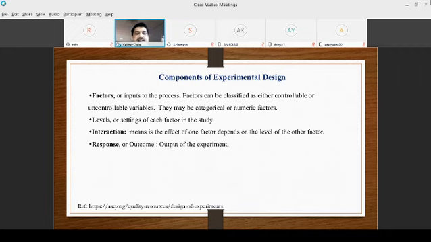Interaction: the interaction between water and milk, and between the milk and tea powder, is going to have an effect on the taste. The interaction between the sugar, milk as well as tea powder is going to have an effect on the taste. So we call it interaction. Interaction is nothing but the effect of one factor depending on the level of the other factor.